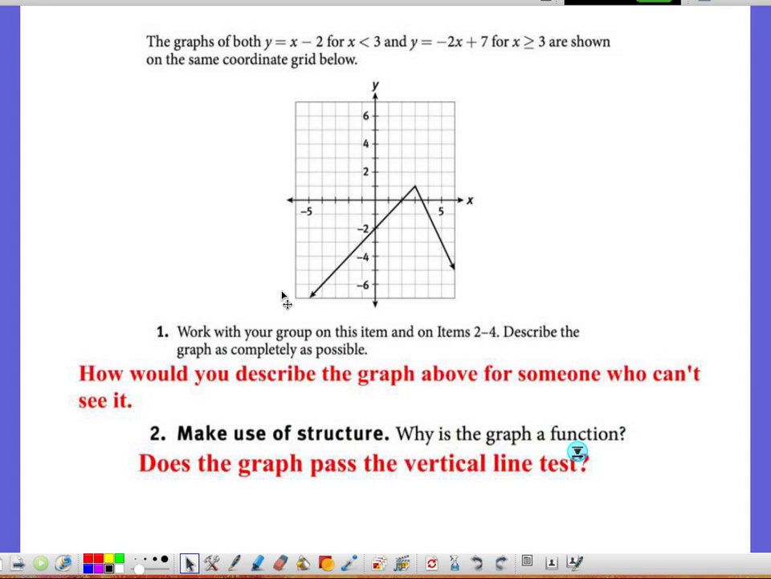Number 1 says, work with your group on this item and on items 2 through 4, describe the graph as completely as possible. So my guiding question was, how would you describe the graph above for someone who can't see it? Number 2, why is the graph a function? And my guiding question is, how does the graph pass the vertical line test?